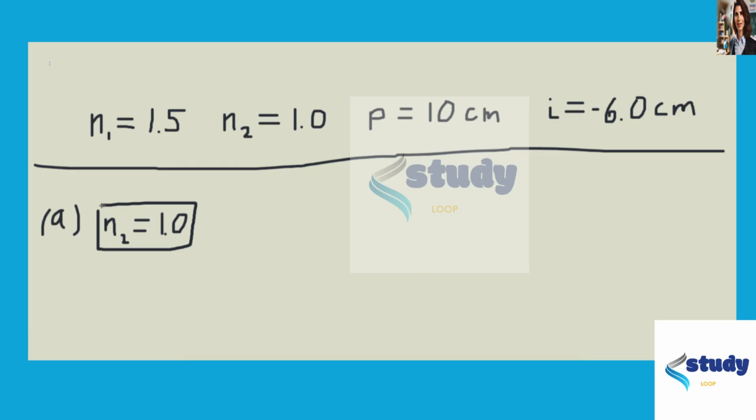Part B wants to know what the distance to the object is. Well, that's pretty simple. We know that from the beginning. That's p, and it's equal to 10 centimeters.